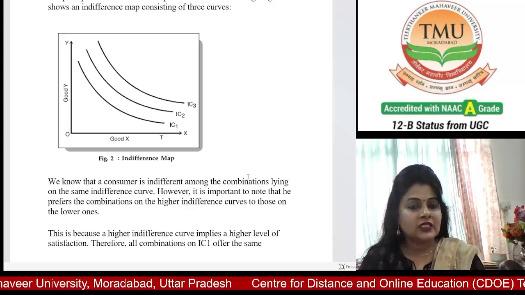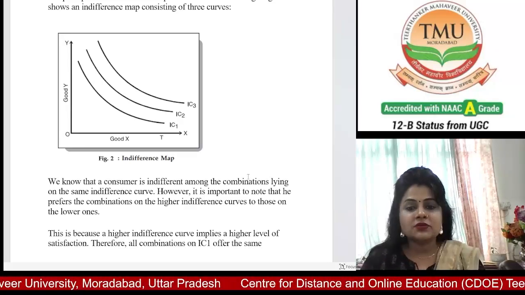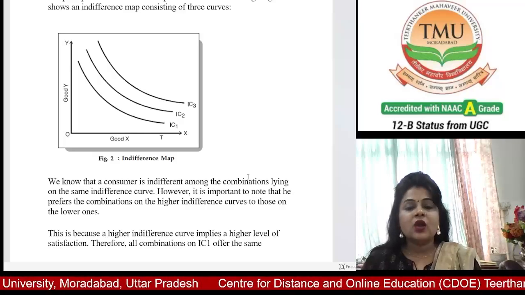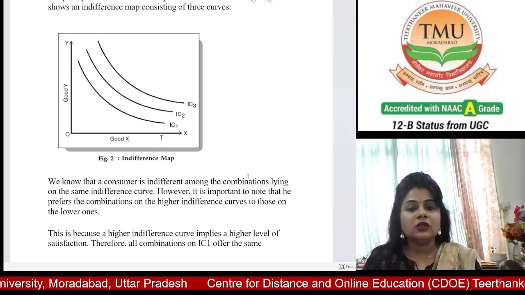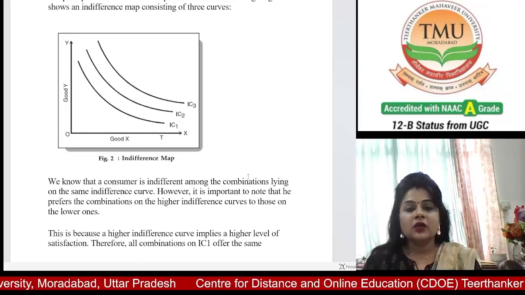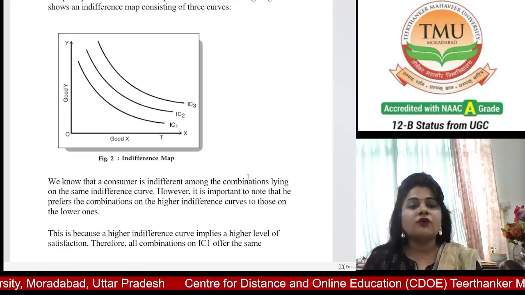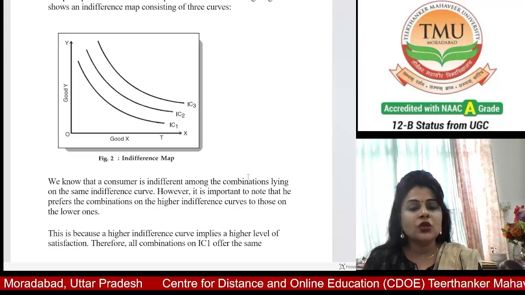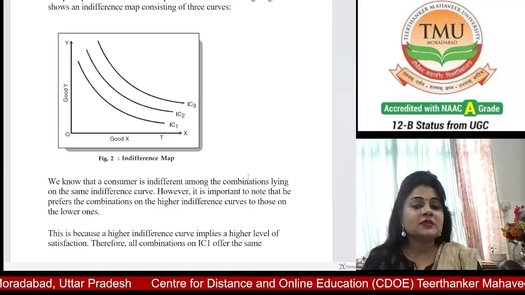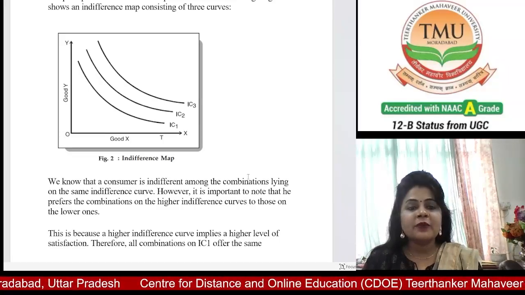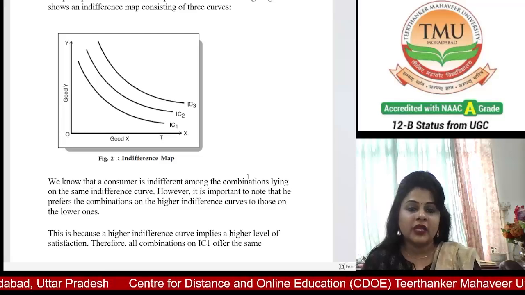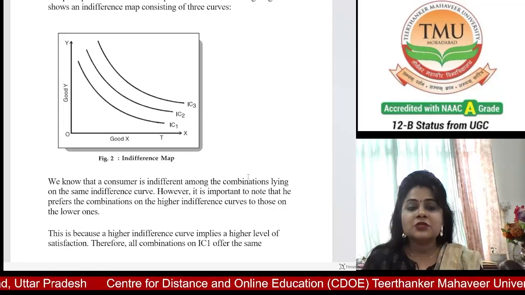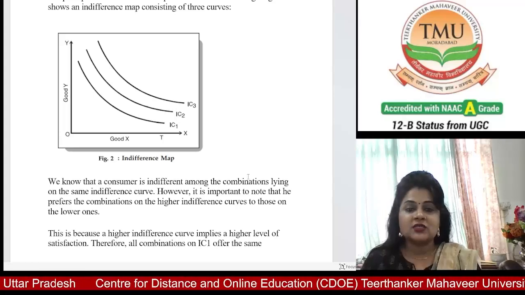I have also explained that each indifference curve on the graph shows one satisfaction level all along the curve. In other words, the representation of the consumer's preferences by a number of indifference curves is known as an indifference map. An indifference map represents every possible indifference curve that a consumer has, which helps in ranking their preferences.